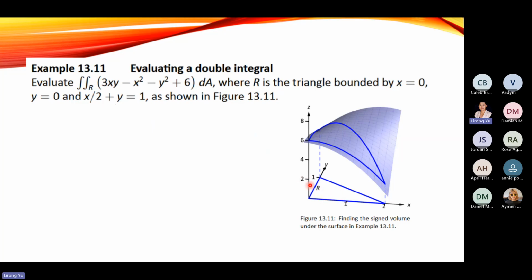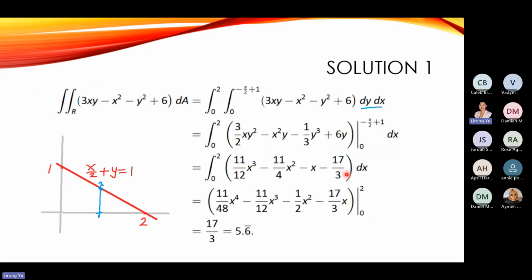That's the base on the XY plane, you can see the base of the shape. And then up there, you have a surface. This calculation will calculate the volume under this surface, which should be positive. So here is the calculation, and you can do it both ways.